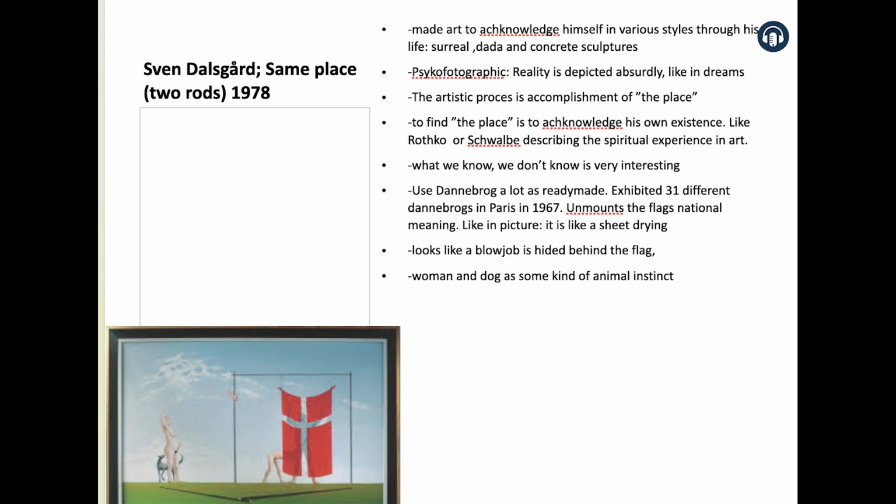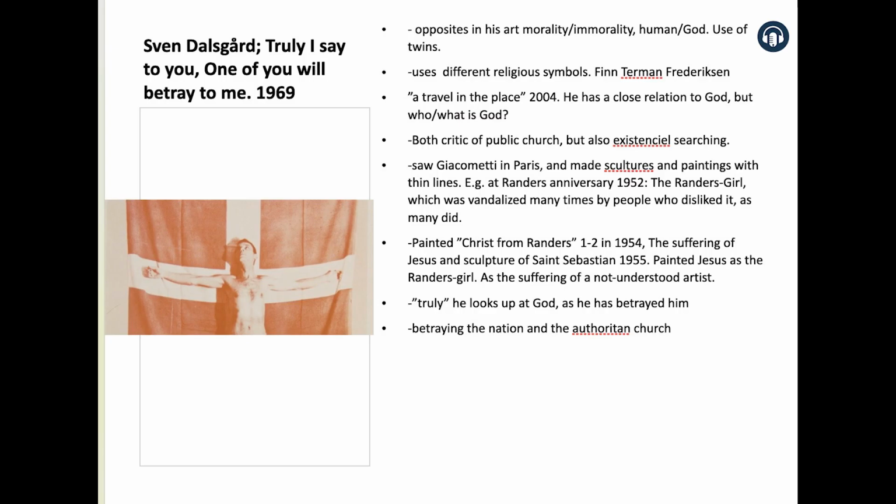He used the Dannebrog, the Danish flag, a lot as a ready-made. He exhibited 31 different Dannebrogs in Paris in 1967. On mounts, the flag's national meaning, like in the picture, it is like a sheet drying. It looks like a blowjob is hidden behind the flag, and woman and dog as some kind of animal instinct. And here we see the work Truly I Say to You, One of You Will Betray Me from 1969, also from Dalsgaard.